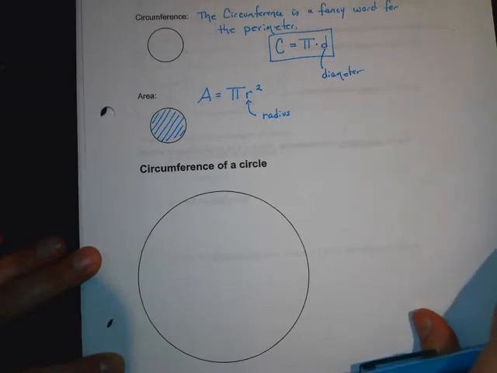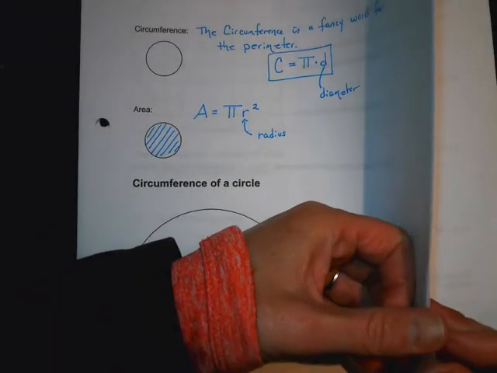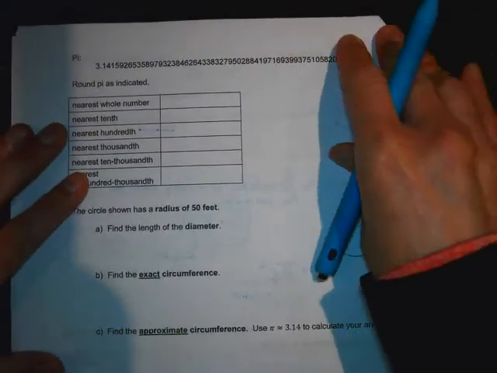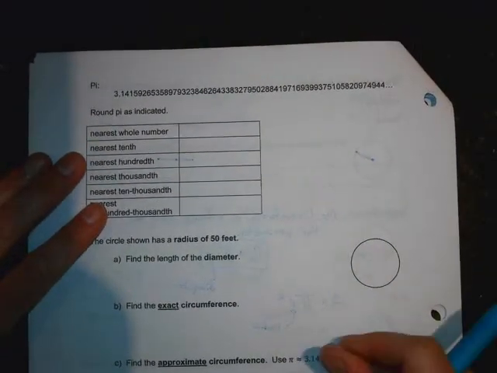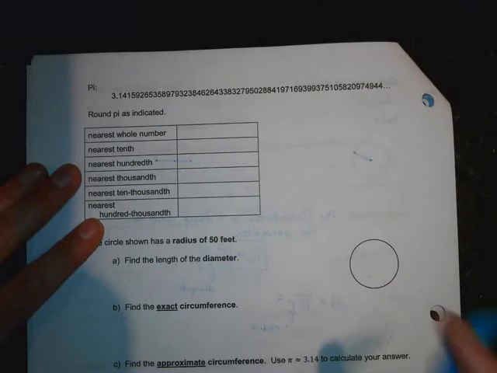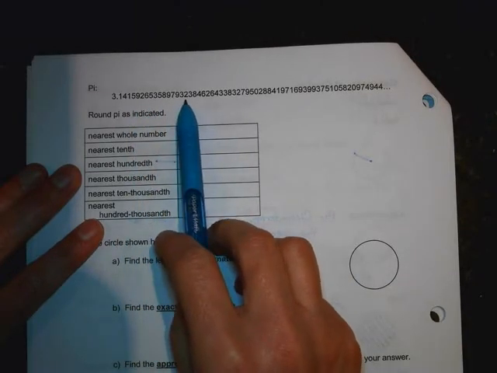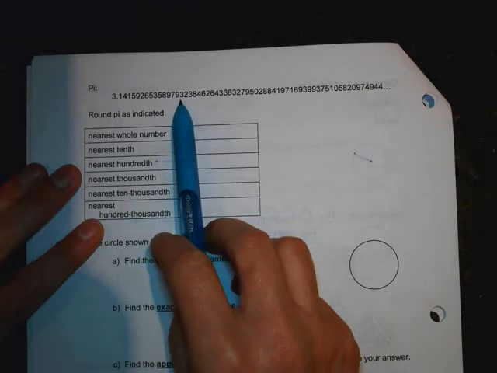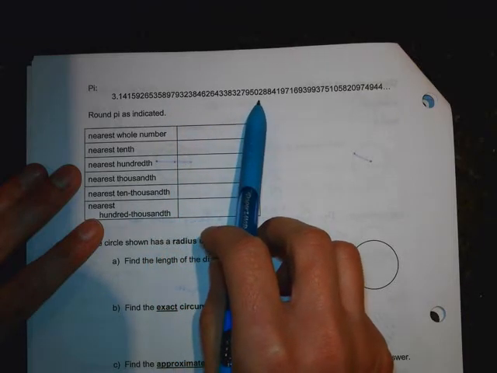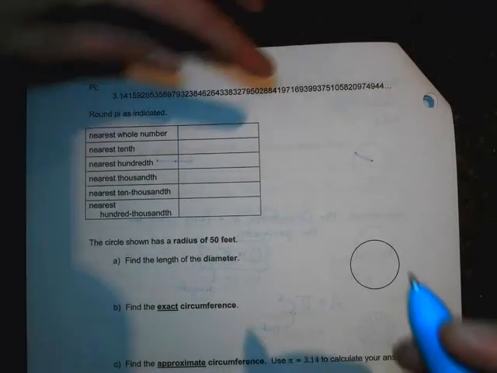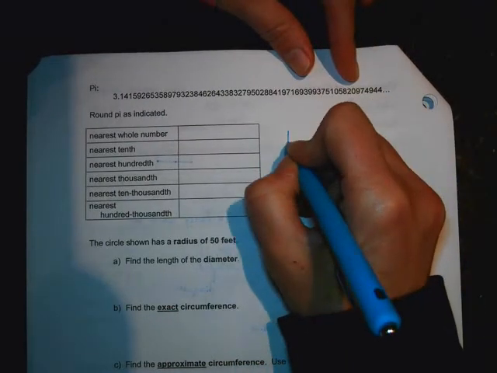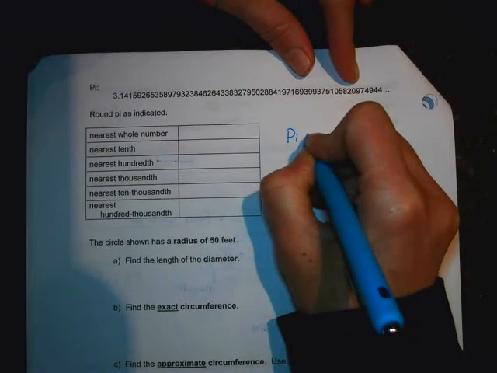All right, so let's look at pi. So pi is a really cool number. It's the first number that we're going to come to that is a decimal that is non-repeating. And it goes on forever and ever and ever. Pi is what is called an irrational number.